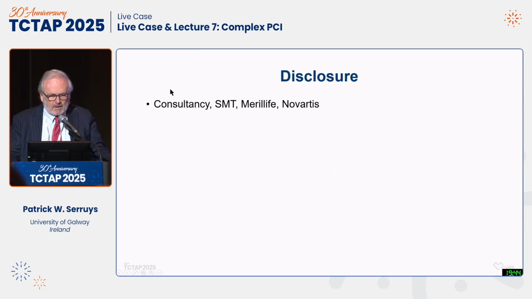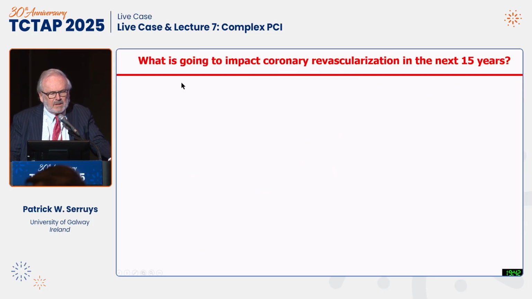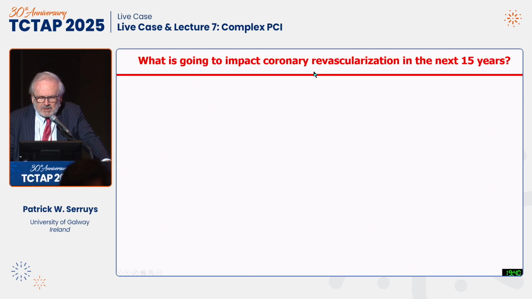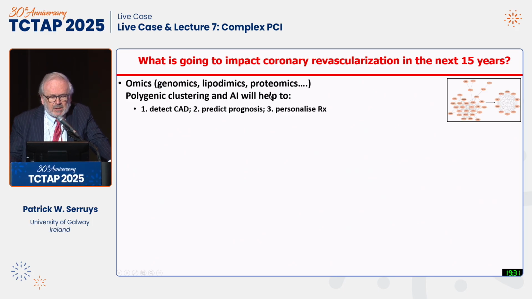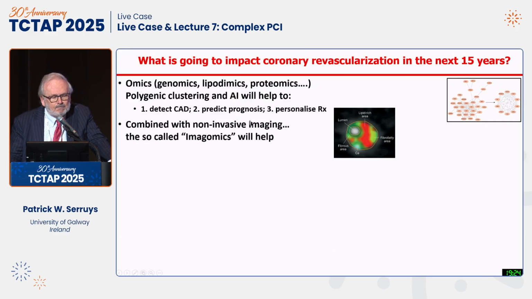Thank you, Alan, and thank you, Jacques. That's my consultancy. I think what is going to impact coronary revascularization in the next 15 years is omics: genomic, lipidomic, proteomic. Also, polygenic clustering and AI will help to detect CAD, predict prognosis, and personalize treatment.